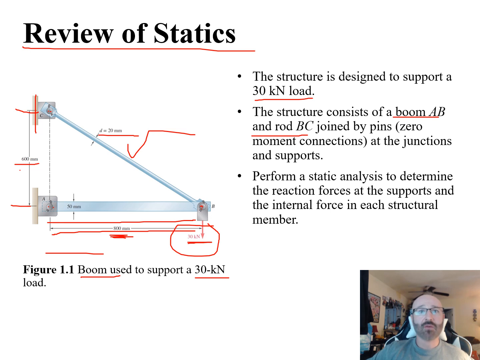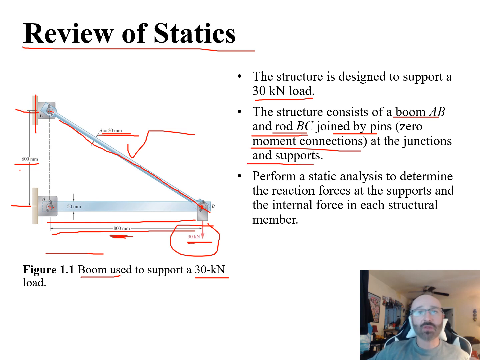And then we have rod BC. So there is B, there is C. Here's our rod BC going along this length right here. And again, we can tell this has a diameter given to us as 20 millimeters. They tell us here that these are joined by pins, and we can clearly see those pins right there, A, B, and C. Zero moment connections right there from the pins at the junctions and supports.